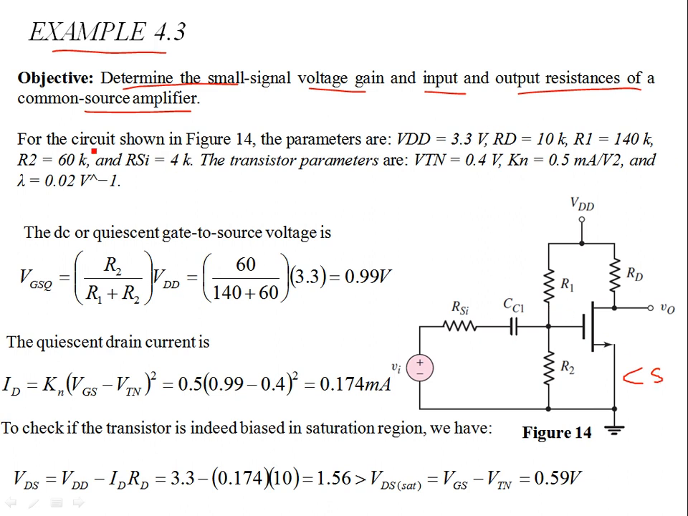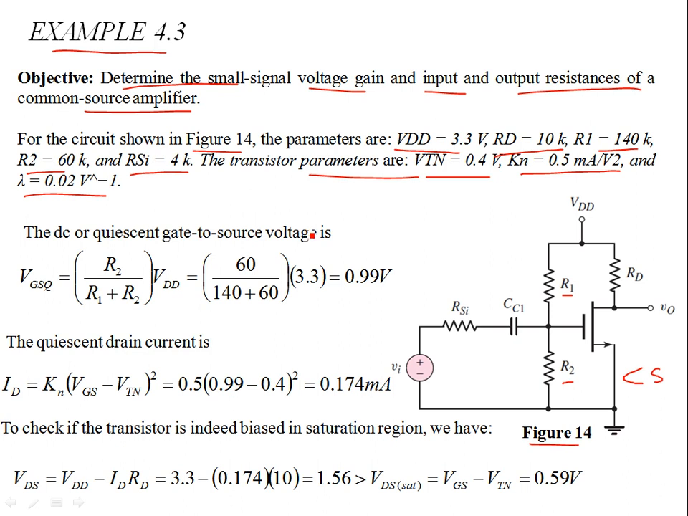What we are given, for the circuit of figure 14, is VDD as 3.3 volts. RD is given as 10 kilo ohms. R1 and R2 are given as 140 and 60. These biasing resistances, R1 and R2, are 140 and 60 kilo ohms respectively. The source resistance is 4 kilo ohms. Transistor parameters: threshold voltage is 0.4 volts, conduction parameter is 0.5 milliamp per volt squared, and the channel modulation parameter is 0.02 volts inverse.